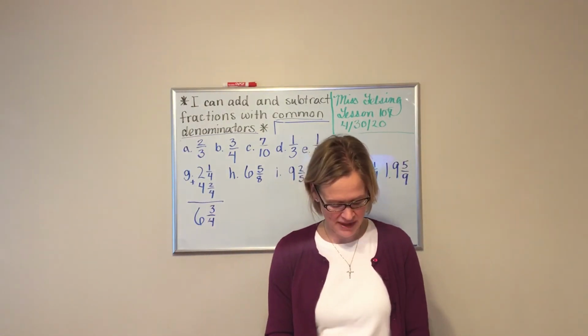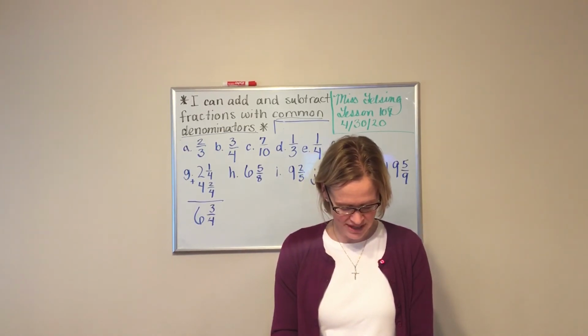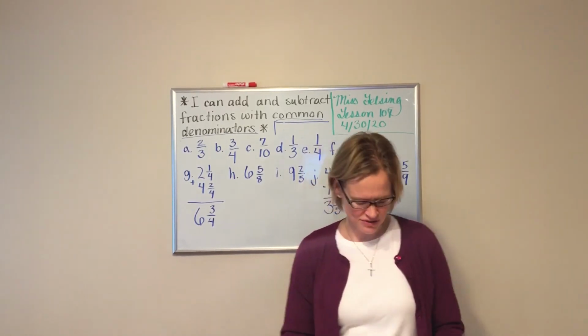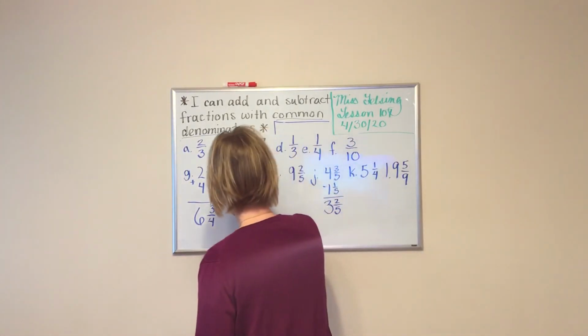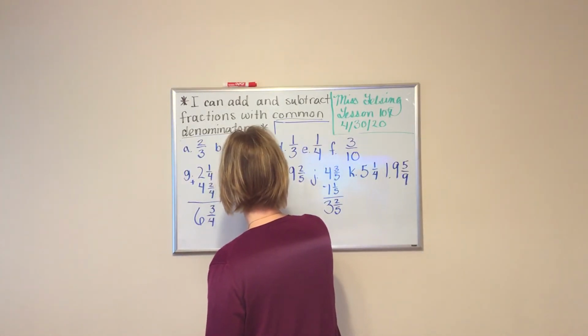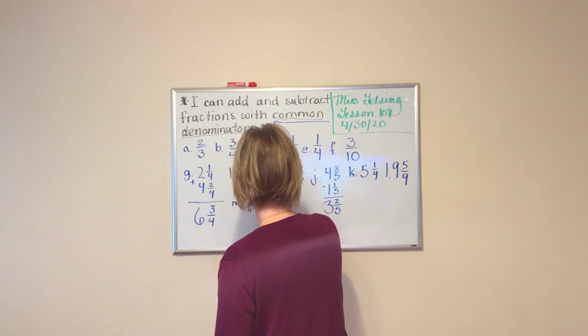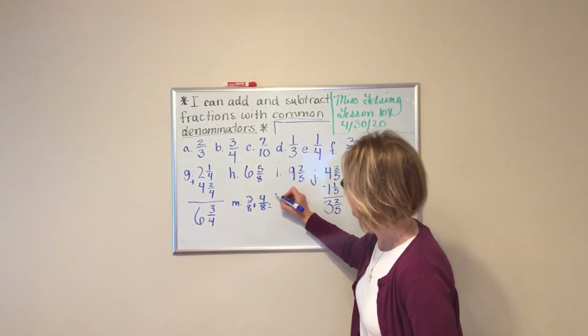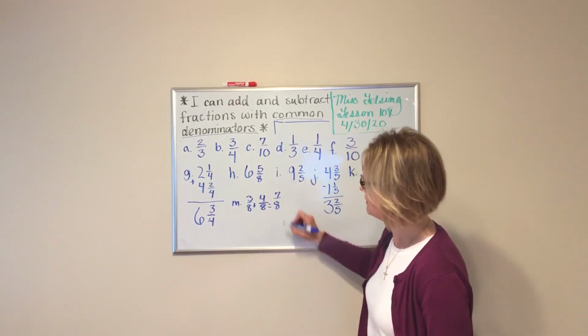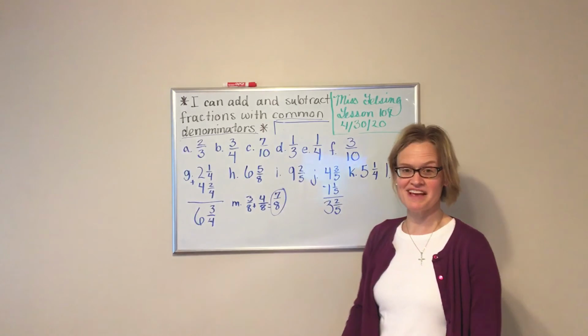So letter M. How much is 3/8 plus 4/8? Because I can't see, that's all written in words, that's going to be one I'm going to write out. 3/8 plus 4/8 equals, add the top, 7, common denominator 8. My answer is 7/8.